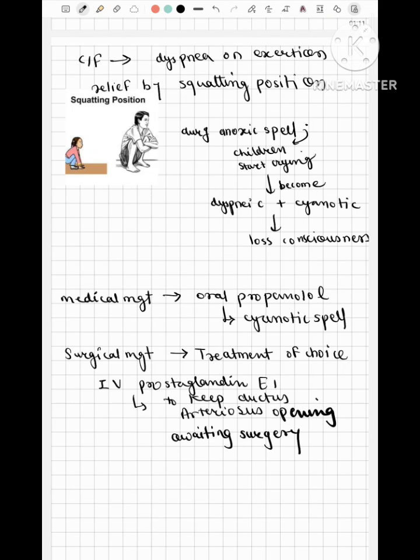In medical management, we give oral propranolol, which is a beta blocker, to prevent the cyanotic spell. Then in surgical management, we do surgical correction, which is the treatment of choice. But while waiting for surgery, we give IV administration of prostaglandin E1 to keep the ductus arteriosus open while awaiting the surgery.